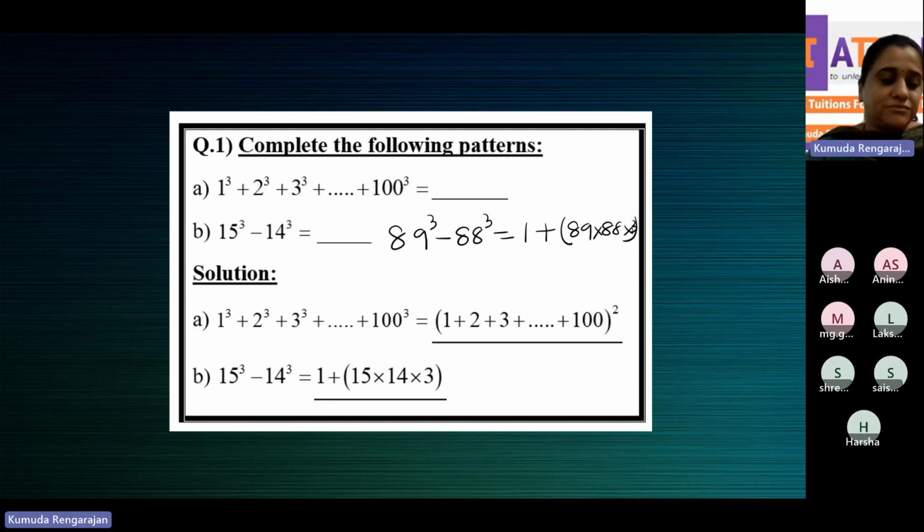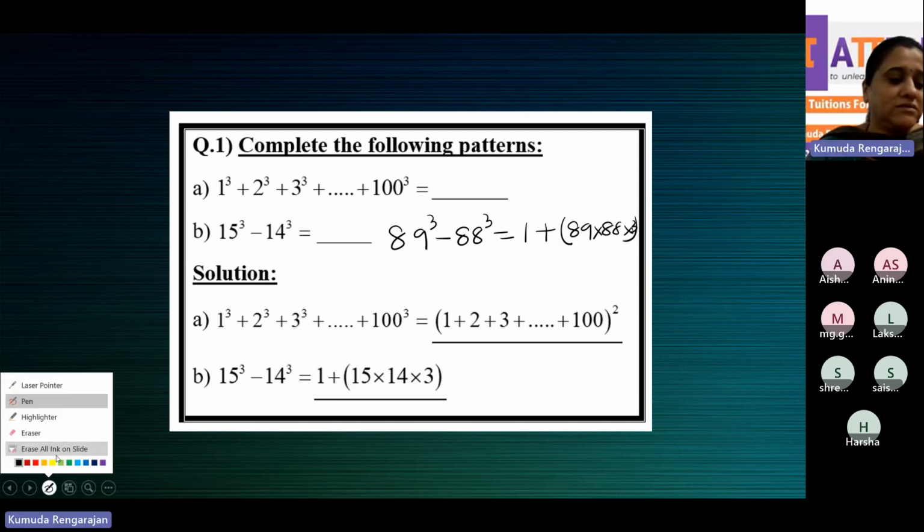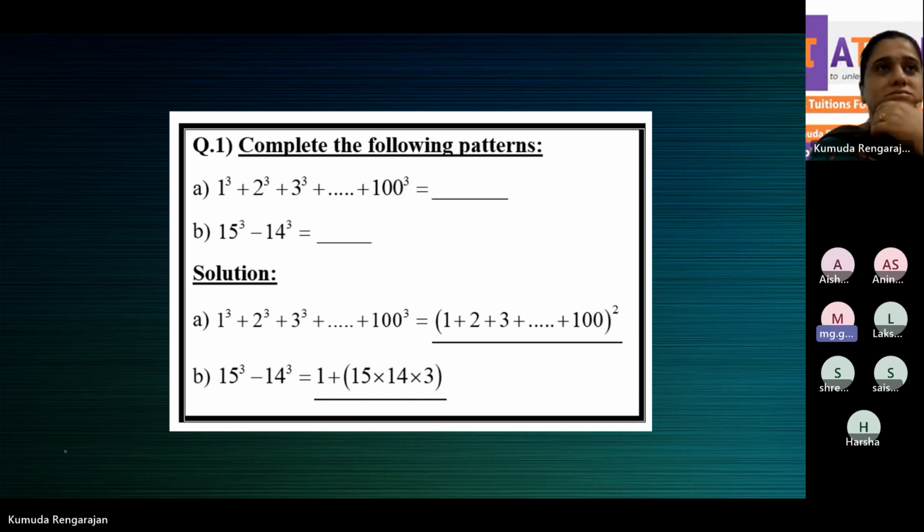You understand this pattern, children? The second pattern? Yes, ma'am. Yes, ma'am. Yeah, please complete. Done, ma'am.